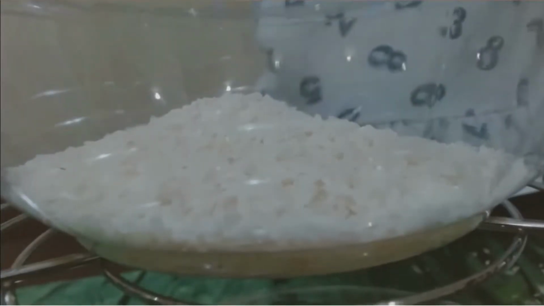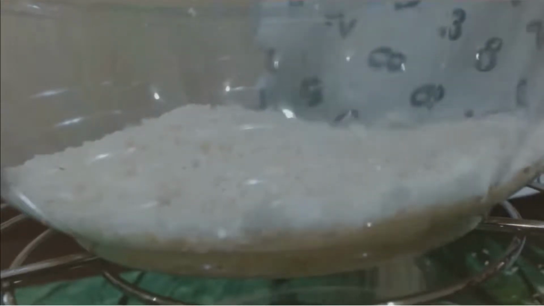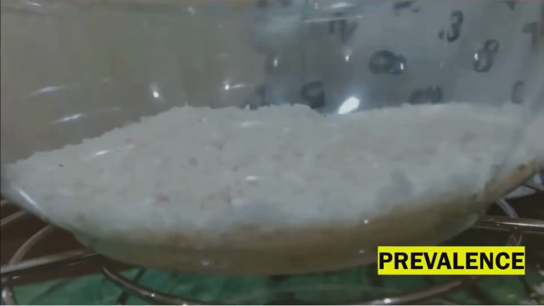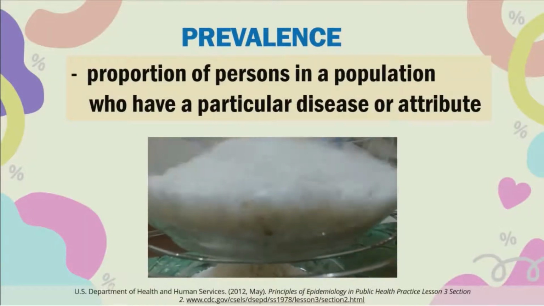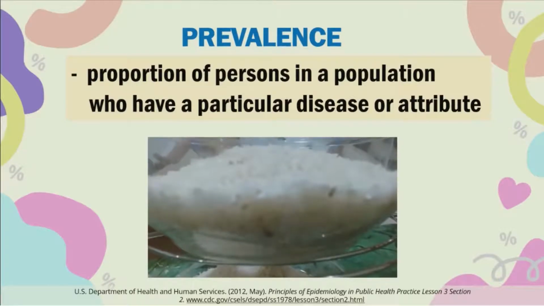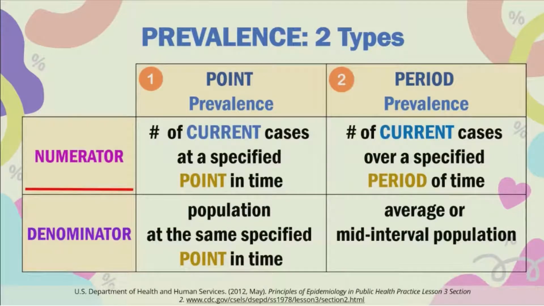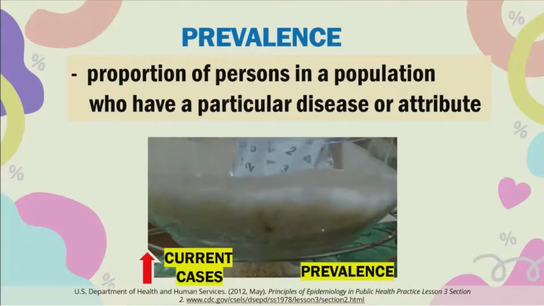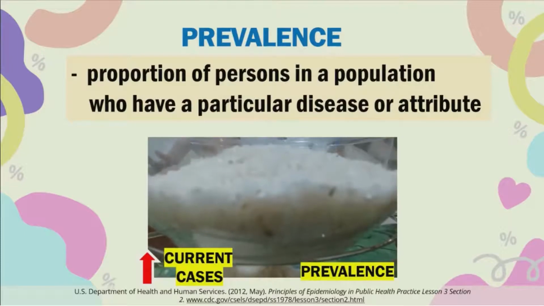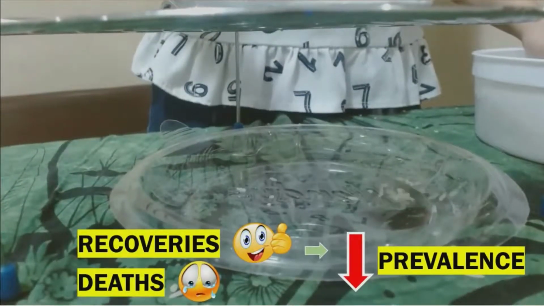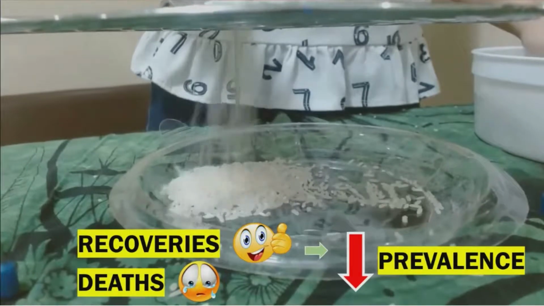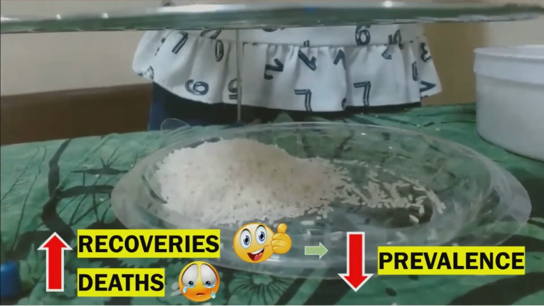The rice grains already in the bowl for a certain time period is like the prevalence. It is the proportion of persons in a population who have a particular disease at a specified time, whether at a point or a period of time. The more rice grains inside the bowl, the higher the number of sick people, the higher the prevalence will be. The prevalence rate goes down when more rice grains pour out from the hole, with more recoveries or more deaths.